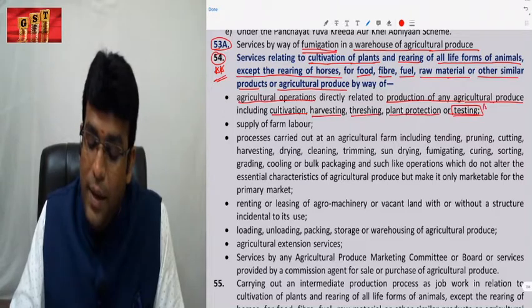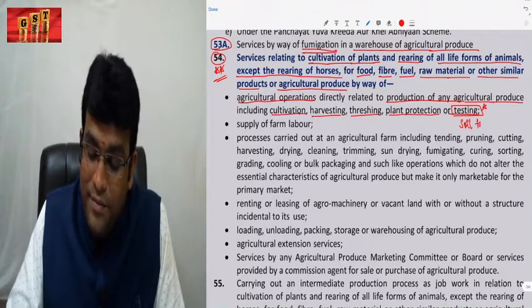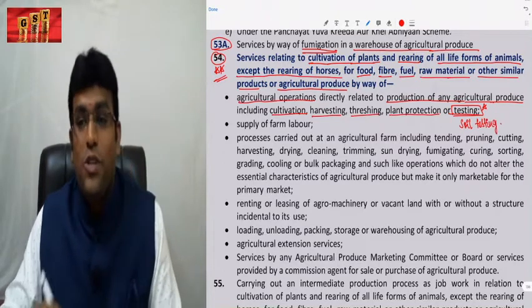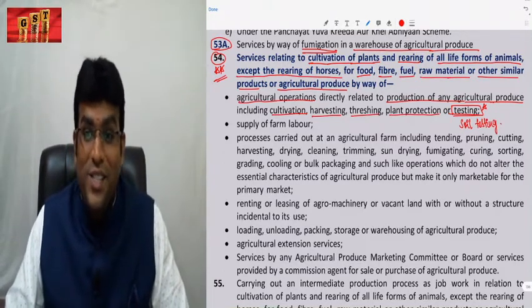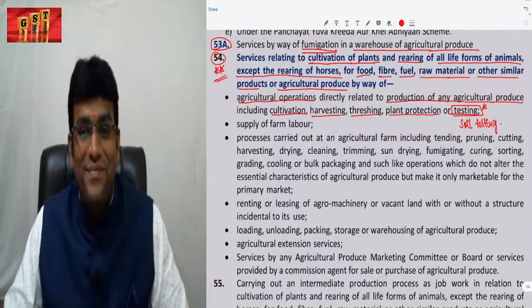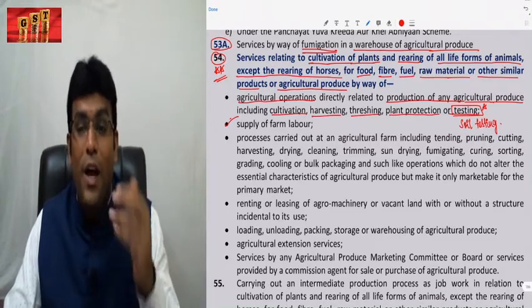This word testing came in exam one time, where they used the word soil testing. They just use the word testing. Testing can be any type of testing, soil testing, seed testing, whatever testing it is. Clear? Then supply of farm labor, that means basically supply of farmers.